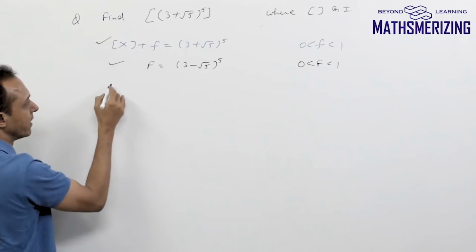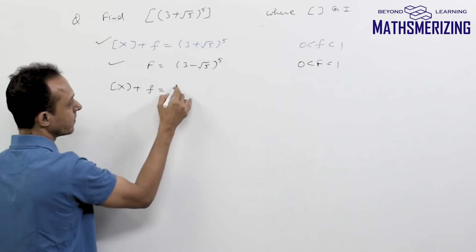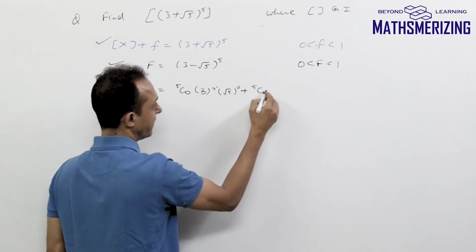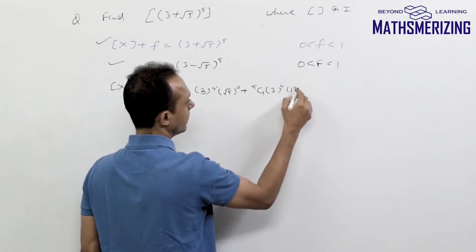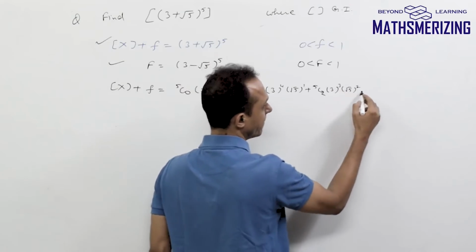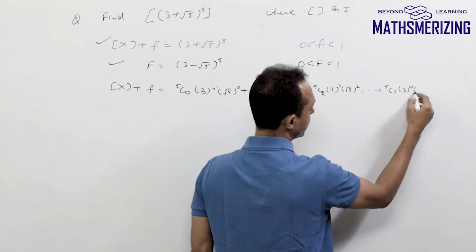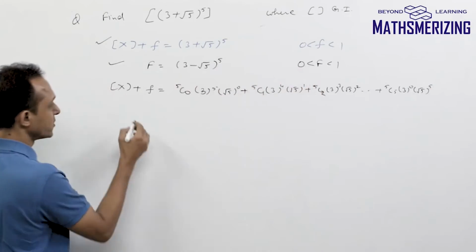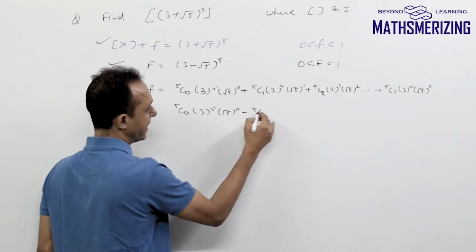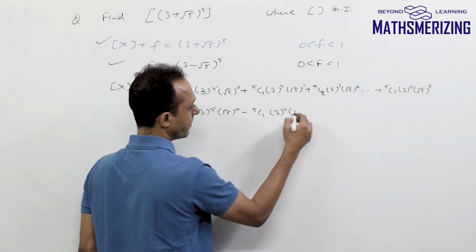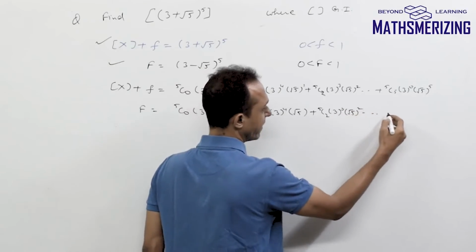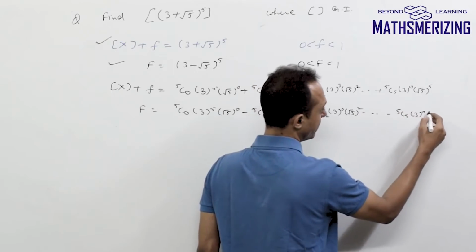So now I'll expand the given two binomial series. I'll write greatest integer function of x plus f as 5C0 3 to the power 5 root 5 to the power 0, 5C1 3 to the power 4 root 5 to the power 1, 5C2 3 to the power 3 under root 5 square, and 5C5 3 to the power 0 under root 5 to the power 5, and the next one will be capital F, which is 5C0 3 to the power 5 under root 5 to the power 0 minus 5C1 3 to the power 4 under root 5 plus 5C2 3 to the power 3 under root 5 square, and then finally it will be minus 5C5 3 to the power 0 under root 5 to the power 5.